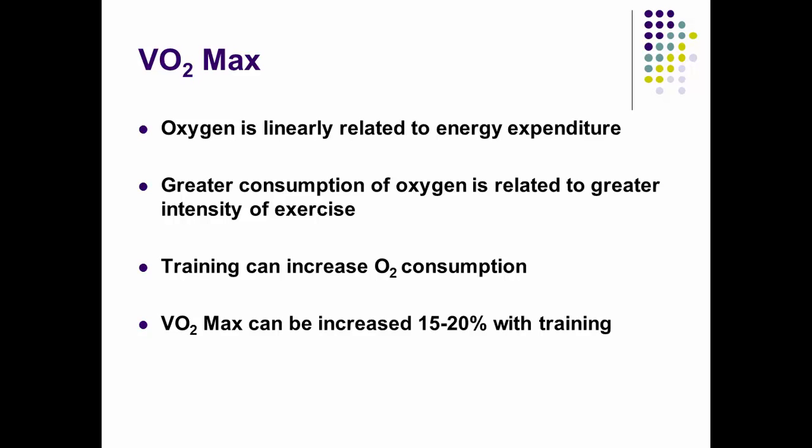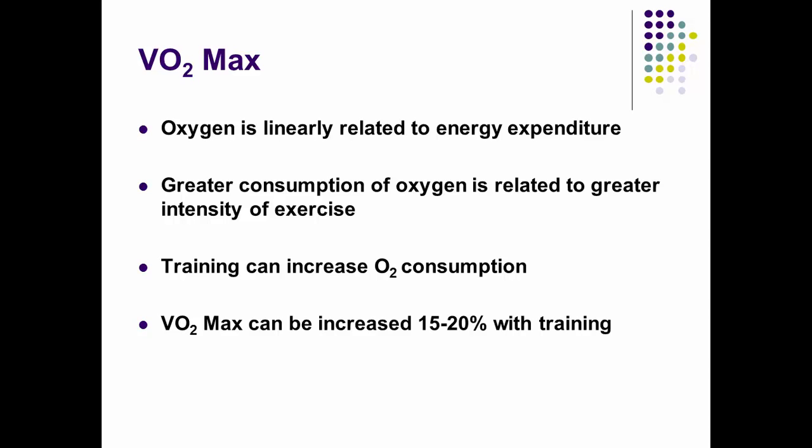So oxygen consumption is also linearly related to energy expenditure, which also makes sense, right? If we try to burn or oxidize more nutrients, fat or carbohydrates, definitely we will need more oxygen, right? So oxygen is positively related to the energy expenditure. And greater consumption of oxygen is also related to greater exercise intensity, right? We already described, more muscle contraction cycles, we need more energy and need more oxygen for producing energy, right? And training can increase oxygen consumption, which is very important.